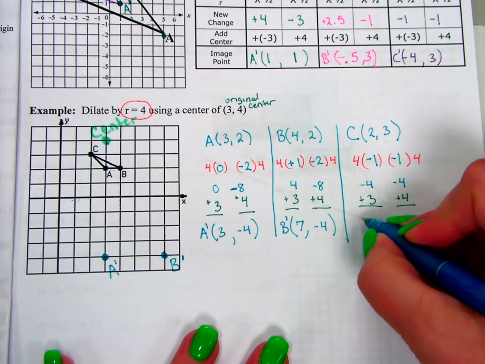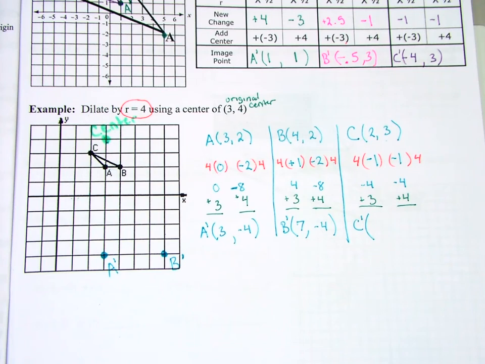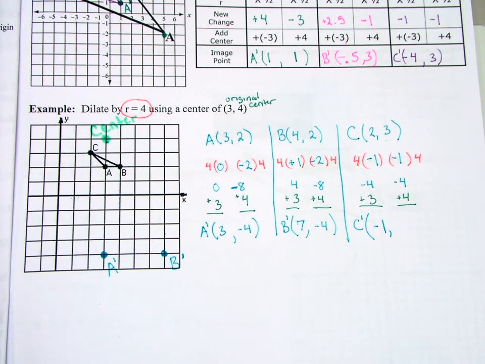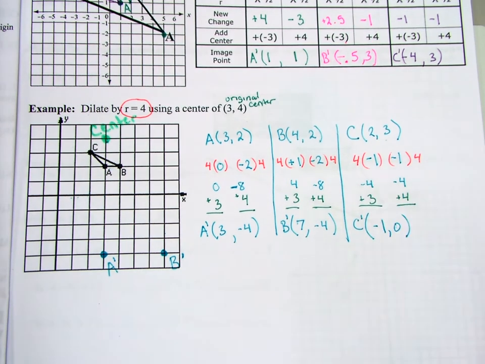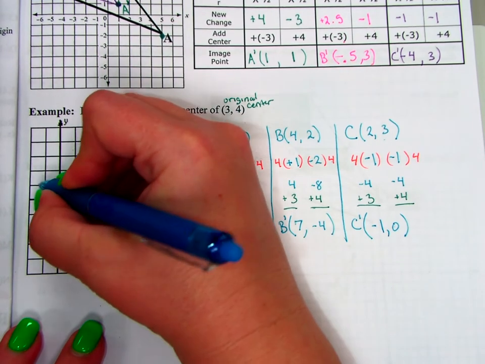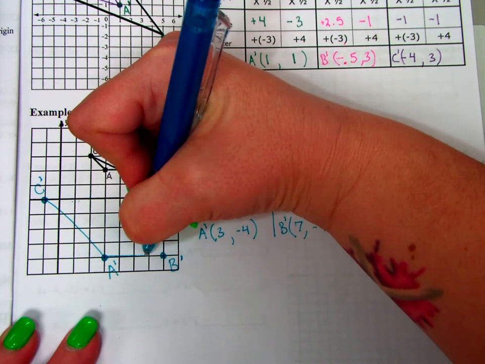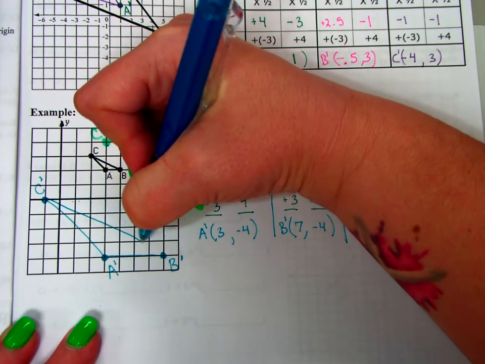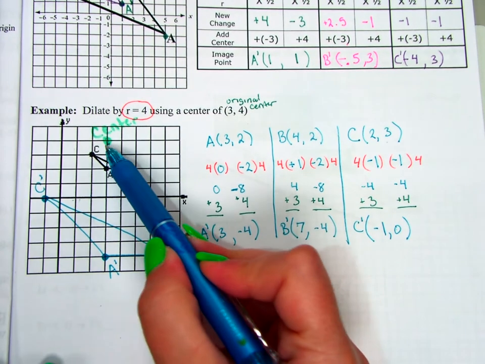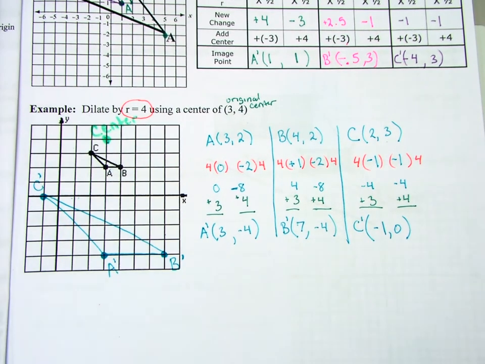to get C prime. C prime will be negative 4 plus 3? Negative 1. And negative 4 plus 4? 0. So C prime is at negative 1, 0. C prime. Connect the dots. There is my new triangle that is 4 times bigger than the original triangle. And again, each one of these distances multiplied by 4 would get you to your new one.